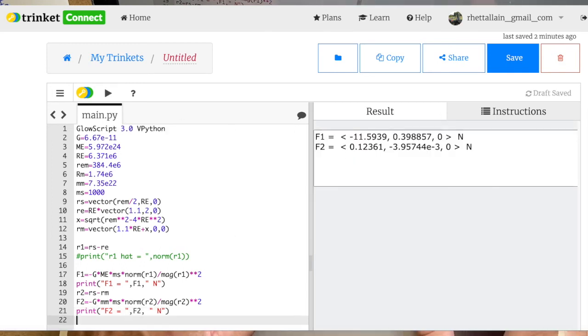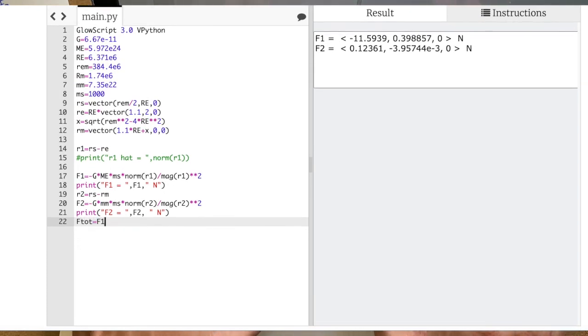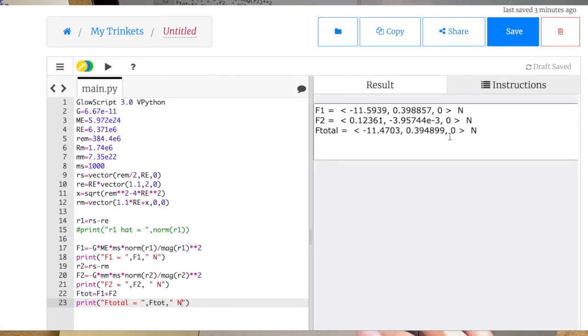Now I can find the total force. Ft, let's call it F total, equals F1 plus F2. Now here, you notice F1 and F2 are vectors, so I'm going to get a vector answer there. So I don't need to do anything special. I'll just say add these two vectors. Python knows how to add vectors. Print F total equals F tot newtons. Run. There you go.